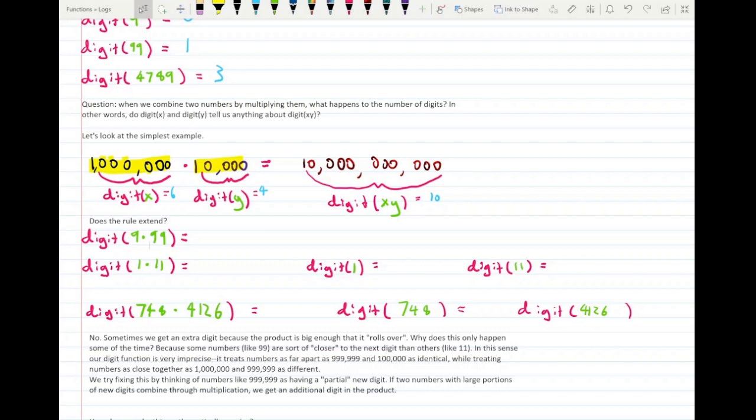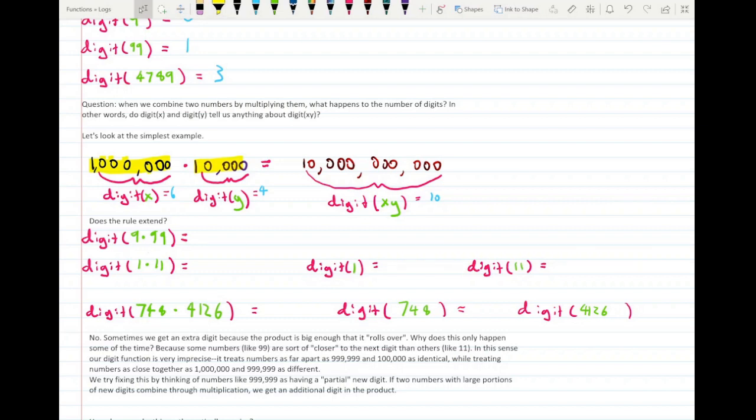Now in this example, when we have these perfectly round numbers and digit does nothing more than count the zeros, it's pretty obvious why that happens, right? If we're multiplying round numbers like this, well, we're just adding the number of zeros to each other, and the same thing gets mirrored in digit. Now, is that always true?